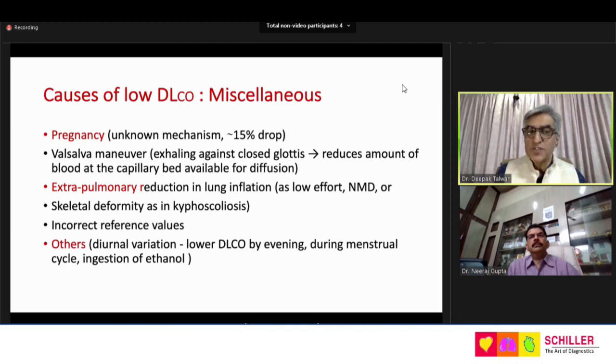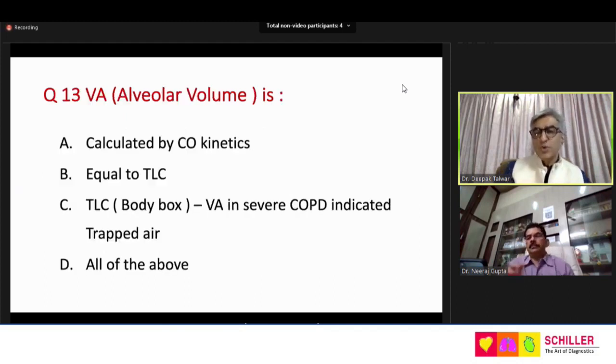Incorrect reference values and something other by alcohol, by menstrual bleeding, and also the diurnal variation of the diffusion capacity exists. So that brings us to question number 13, and that is regarding the alveolar volume. So we had seen DLCO is equal to VA into KCO. So over to you, Neeraj.